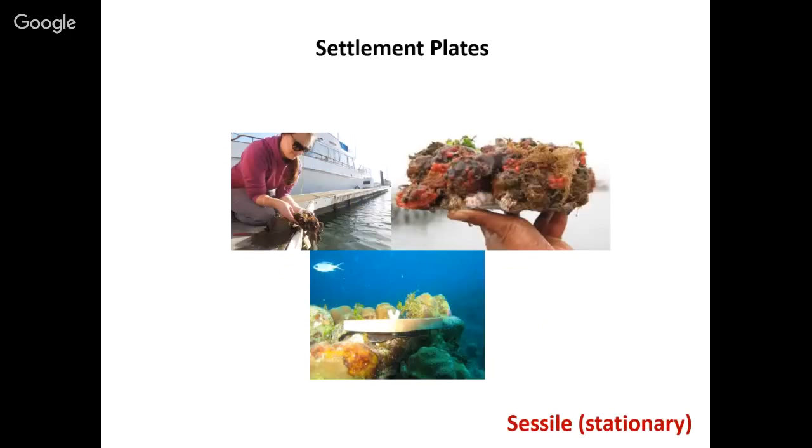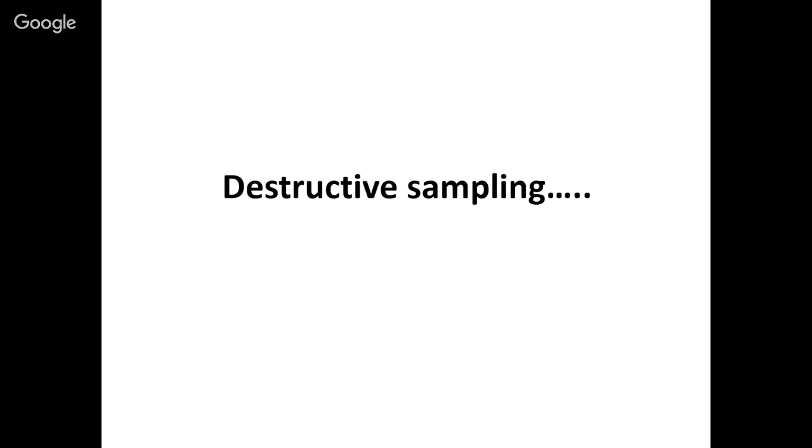Other people have put settlement plates out to look at the sessile, or what you would call the stationary, cryptofauna community. And this would include tunicates and bryozoans and sponges. And they'd place these plates out and then look at the percent cover and the identification of the organisms on the plates.